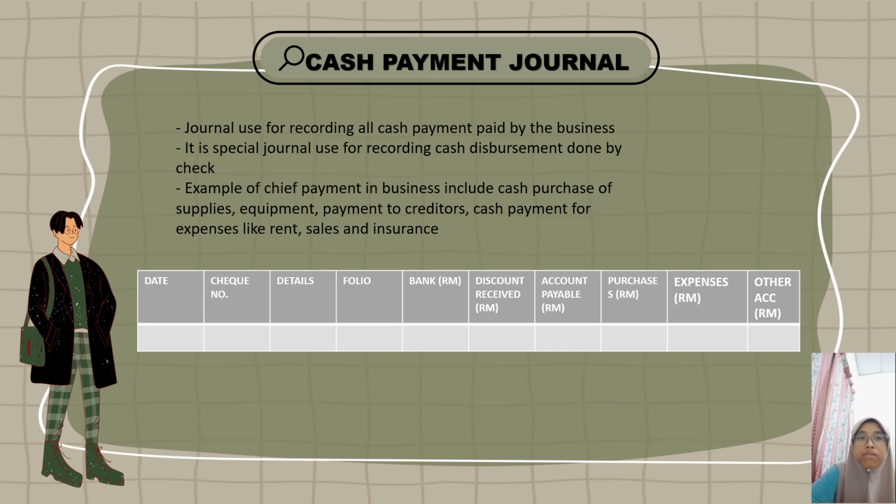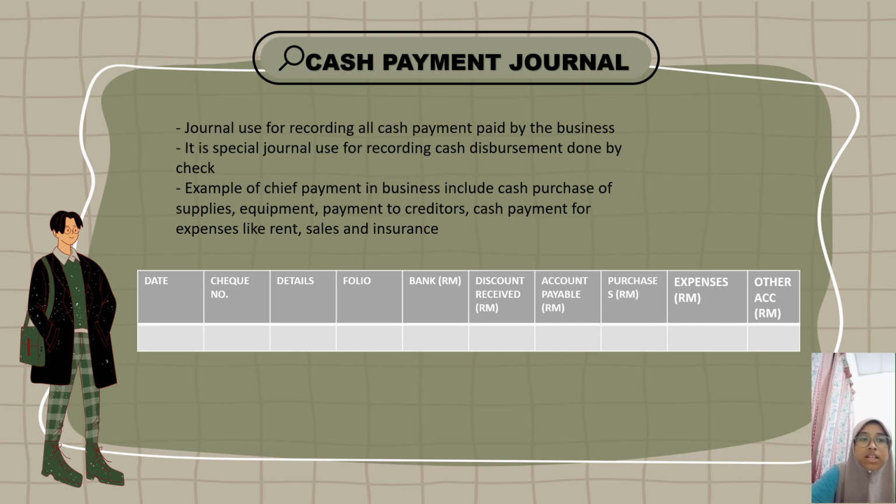The cash payment journal is a journal used for recording all cash payments paid by the business. In other words, it is a special journal used for recording cash disbursements done by cheque. Some examples of cash payments in business include cash purchase of supplies, equipment, payment to creditors, and cash payment for expenses like rent, salaries and insurance.